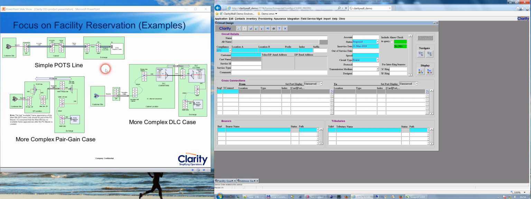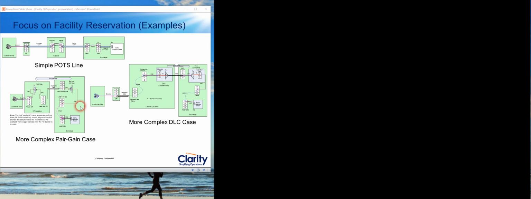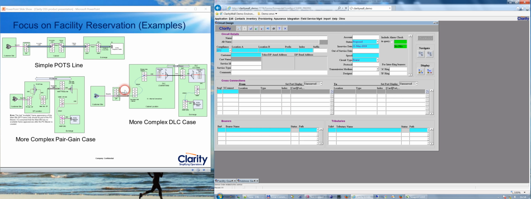During this presentation, we will try to reserve resources on the network for, for example, a simple POTS line or POTS plus ADSL services. We will try to demonstrate how Clarity's reserve facility functionality works and how it reserves all resources across the whole network to build, for example, a POTS circuit or POTS plus ADSL circuit.